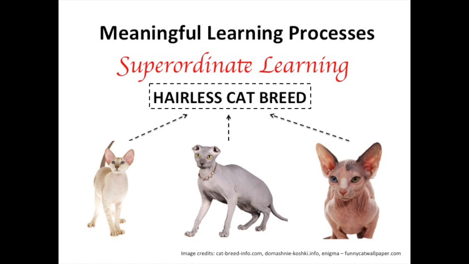Suppose you have several friends with Peter Bald, Sphynx, and Ukrainian Levkoy cats. You become familiar with the cats and notice similarities among them. This led you to learn about the hairless cat breed, which is the overarching idea concerning this type of cat. This is an example of superordinate learning, in which a new, inclusive proposition or concept is learned under which already established ideas can be subsumed.